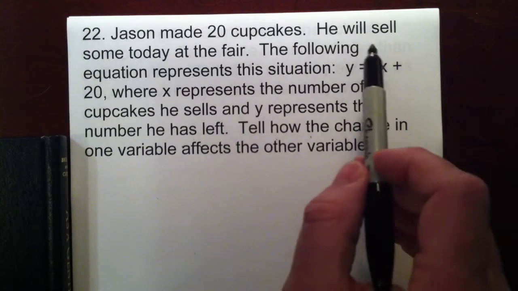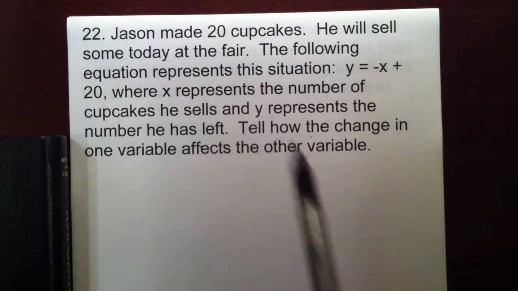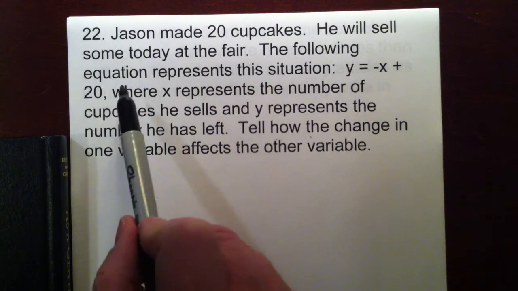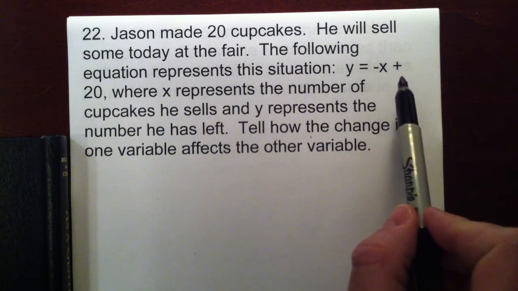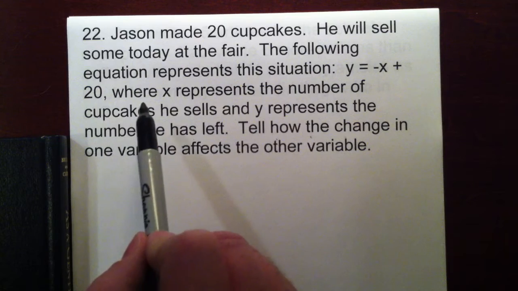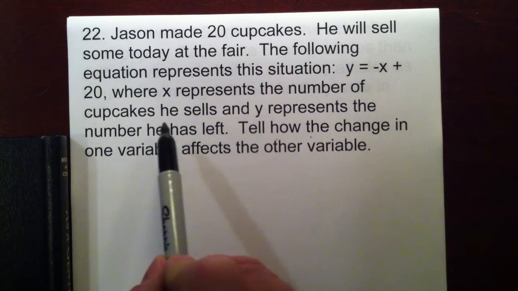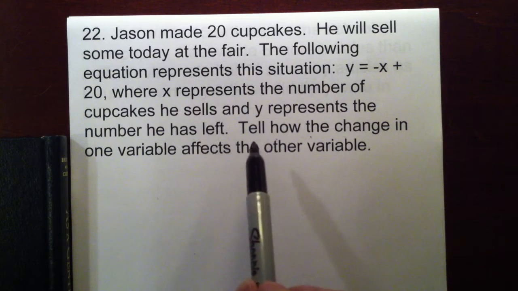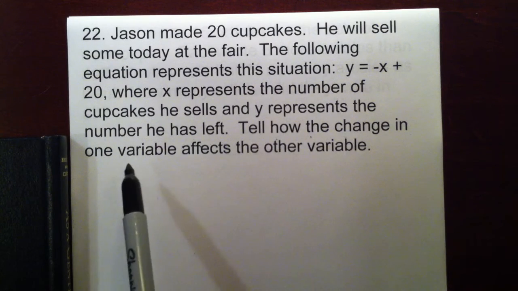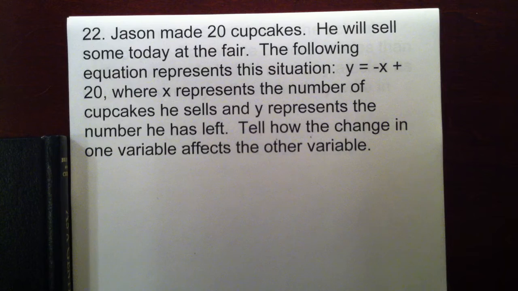Jason made 20 cupcakes. He will sell some today at the fair. The following equation represents this situation. Y equals negative x plus 20. Where x represents the number of cupcakes he sells and y represents the number that he has left. Tell how the change in one variable affects the other variable.